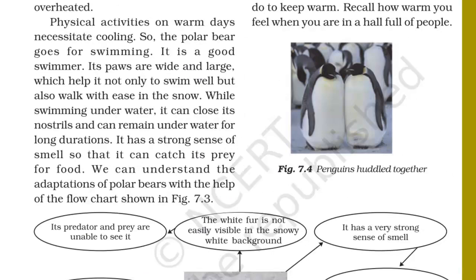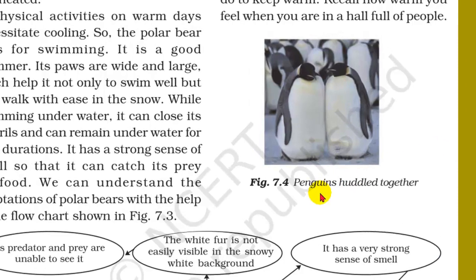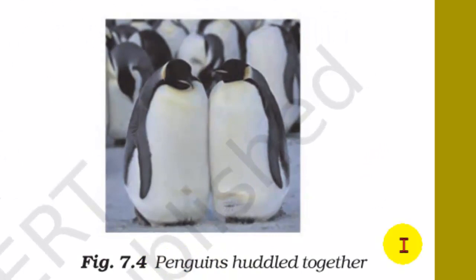There is another animal which lives in the polar region. That animal is the penguin. Like polar bear, penguin has a thick skin and a lot of fat to protect it from cold. This keeps their body warm. Penguins are also good swimmers. Their bodies are streamlined and their feet have webs, making them good swimmers.